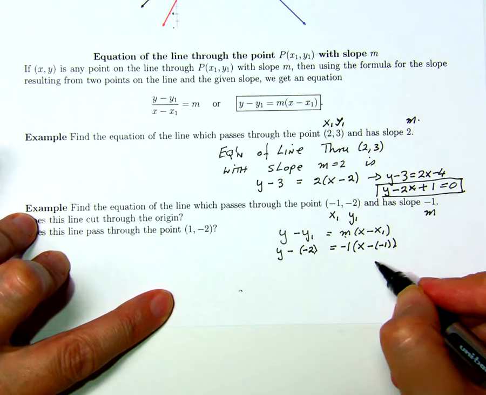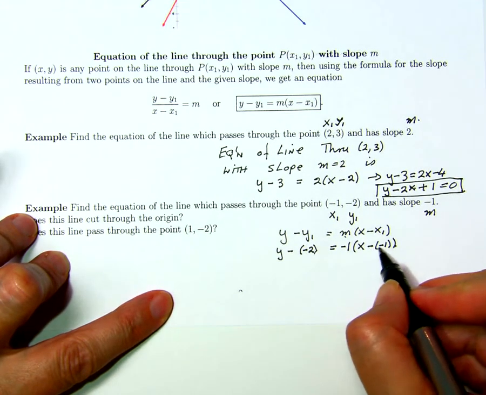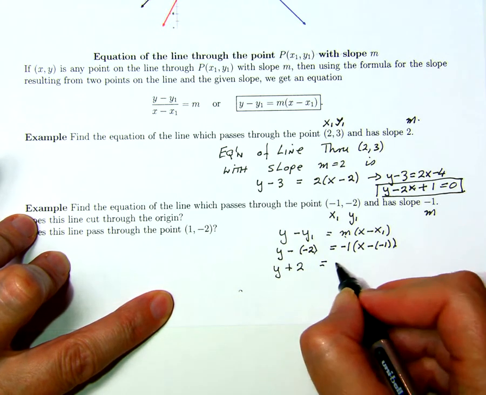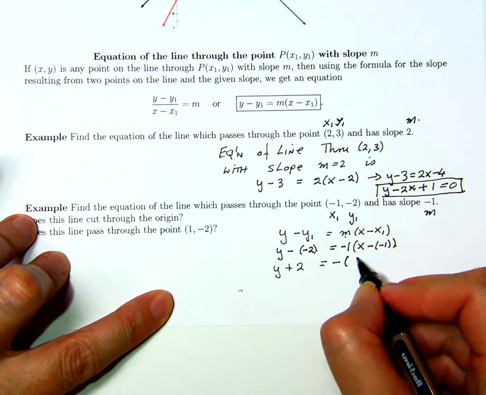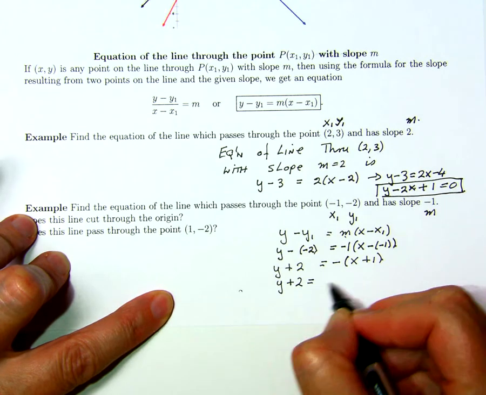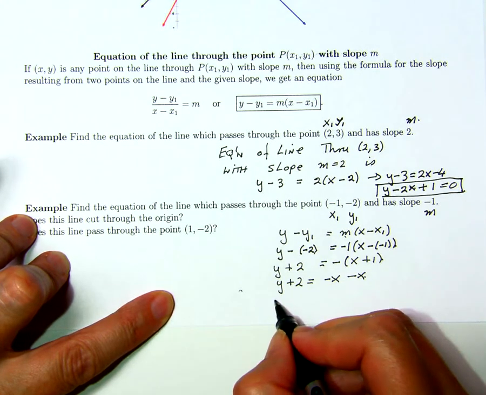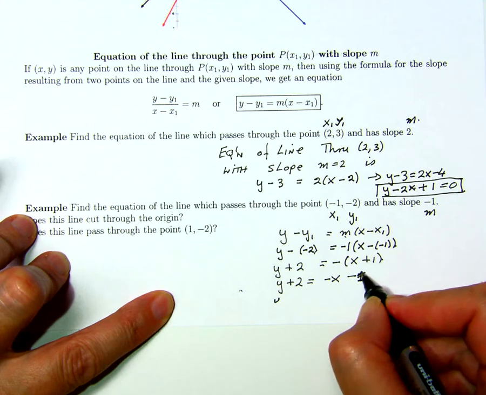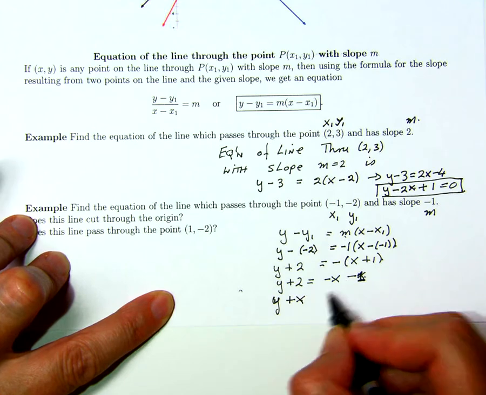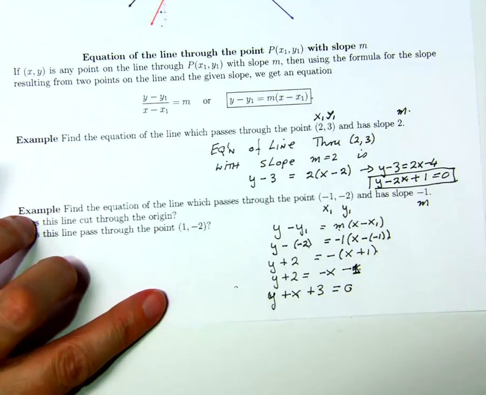You have to be especially careful when there are a lot of negatives here, because of course negative times negative is positive. So this becomes y plus 2 equals negative x plus 1. Or y plus 2 equals minus x minus 1. And I can take everything over to the left if I like. Sorry, that's a 1. Y plus x plus 2 plus 1 plus 3 equals 0. And that's the equation of my line.